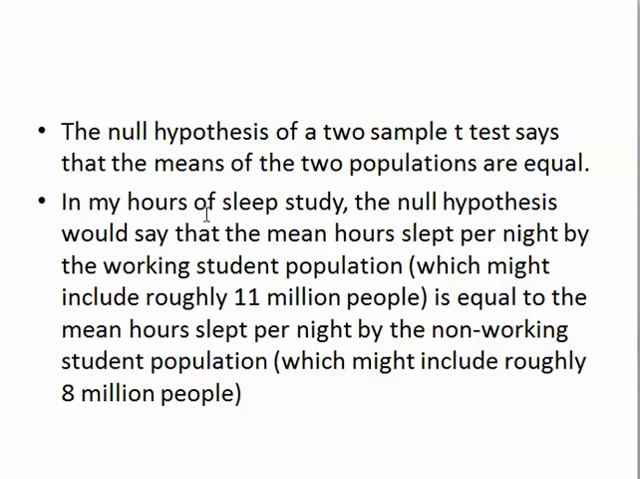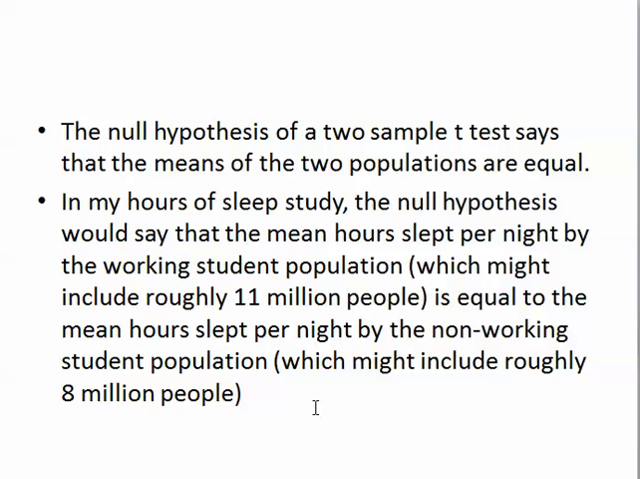So in my study, in which I'm interested in whether the average sleep of working college students is different from the average sleep of non-working college students, my null hypothesis says that the mean hours slept per night by working college students is equal to the mean hours slept per night by non-working college students. In other words, my null hypothesis says that there's no difference between those two population means. The null hypothesis says that the two population means are the same number.